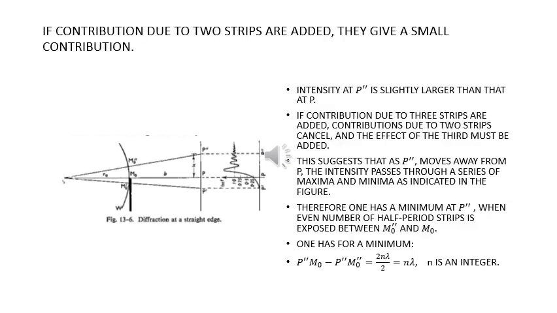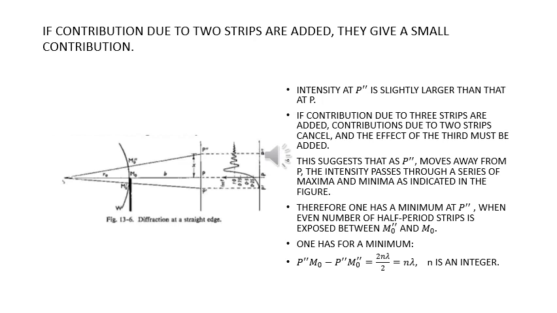If the contribution due to two strips is added, it is going to give a small contribution. The intensity at P" is slightly larger than that at P. If the contributions due to three strips are added, the contributions due to two strips cancel, and the effect of the third must be added. This suggests that as P" moves away from P, the intensity passes through a series of maxima and minima as indicated in the figure.